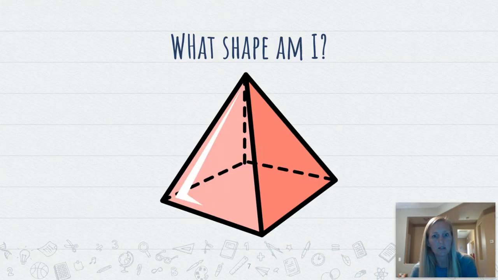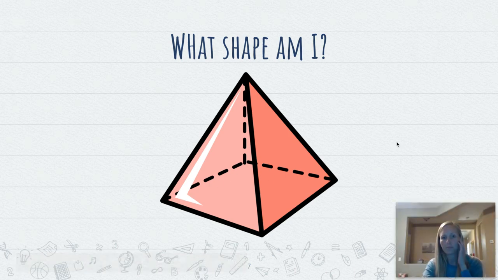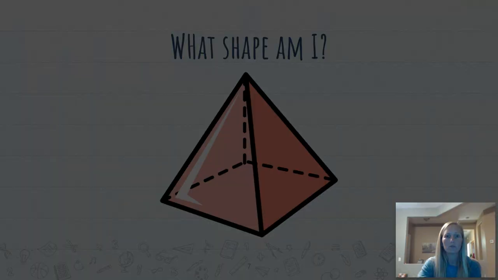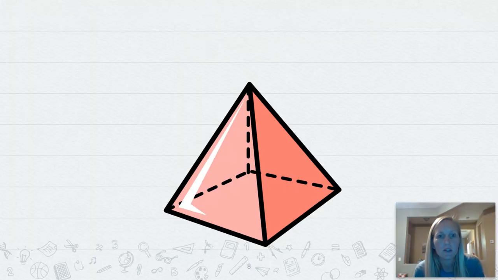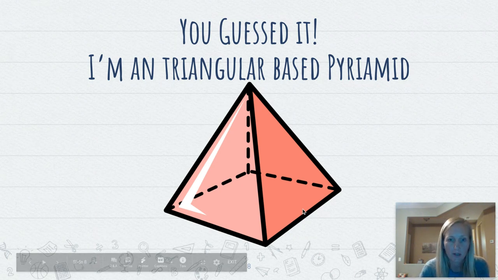All right, let's take a look at this one. What kind of shape is this? What is the name of the shape? You need to look at the bottom of the shape to kind of figure out the name. This one is a triangular-based pyramid. There's the pyramid.